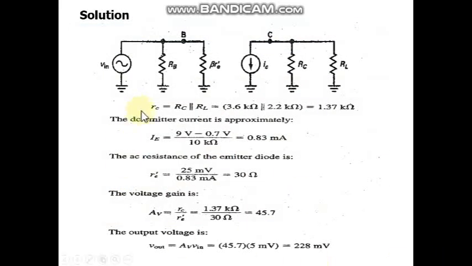We know that we can calculate the value of RC by RC parallel RL, which is 1.37. Then you can calculate the DC emitter current using this equation, 0.83 milliampere, RE dash 30 ohm, voltage gain 45.7, and your V out will be 228 millivolt. So that you can check.